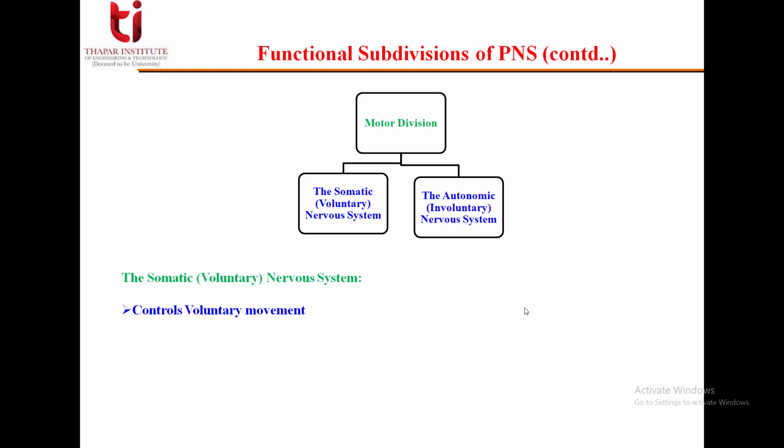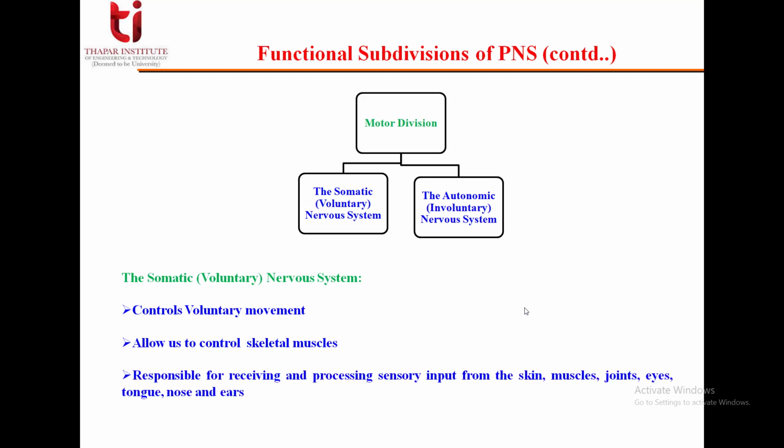So we can define the somatic nervous system as which controls the voluntary movement. It allows us to control skeletal muscles. Also, it is responsible for receiving and processing sensory input from the skin, muscles, joints, eyes, tongue, nose, and ears.